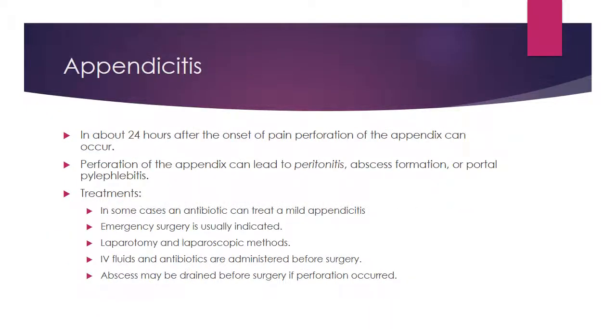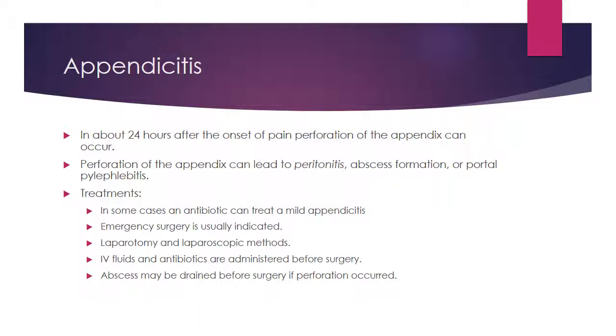Okay, so for appendicitis, it's actually when your appendix becomes inflamed. Your appendix is lymph tissue, and sometimes lymph tissue does not drain, and it becomes enlarged. And that's what happens in an appendicitis. About 24 hours after the onset of pain, perforation of the appendix can occur. Perforation of the appendix can lead to peritonitis, abscess formation, or portal pyelophlebitis.